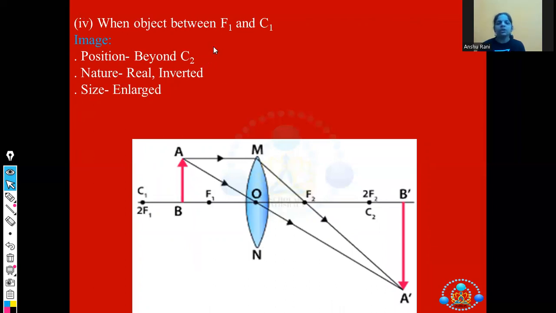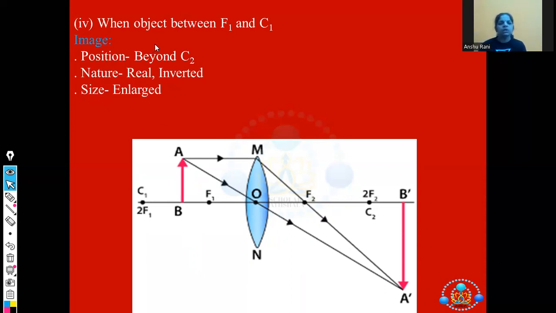Now again, the object is kept between F1 and C1. So what we are doing? We are shifting the position of the object from infinity to beyond C, then between F and C, then F, and between F and O. These are the positions of the object, and you have to see that the image will be formed as if it is moving away from focus to infinity.